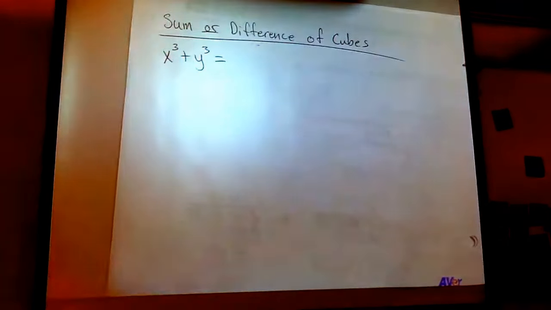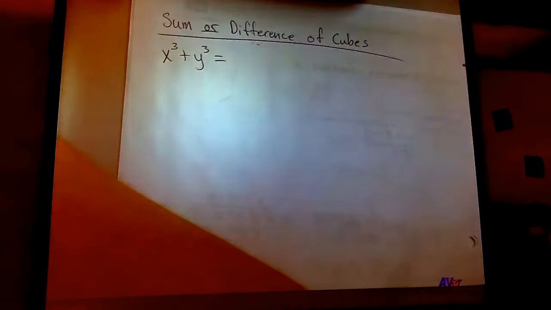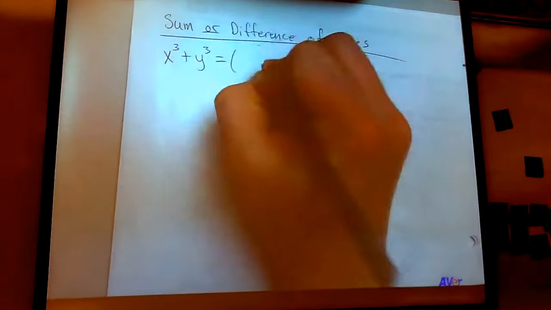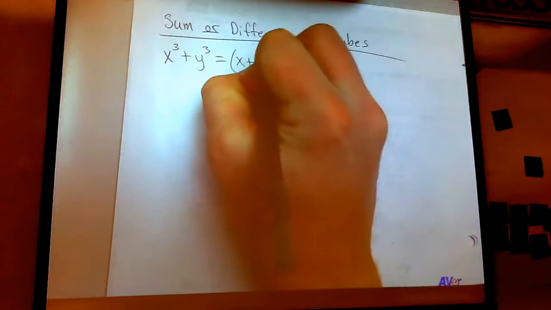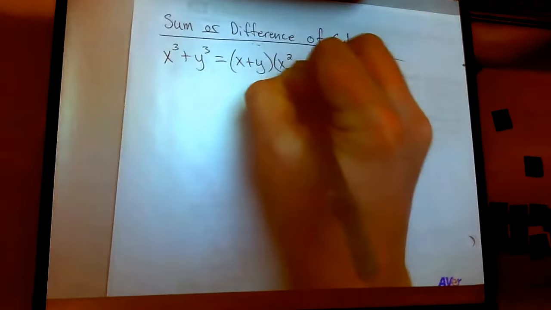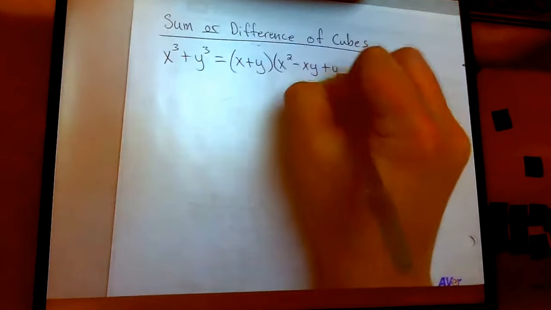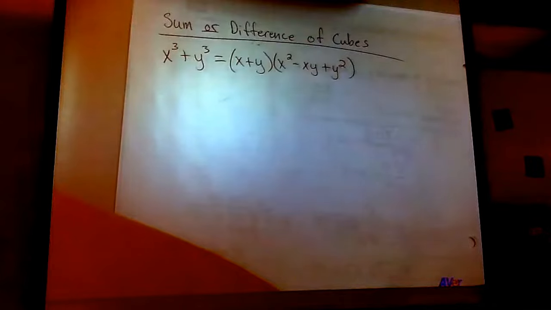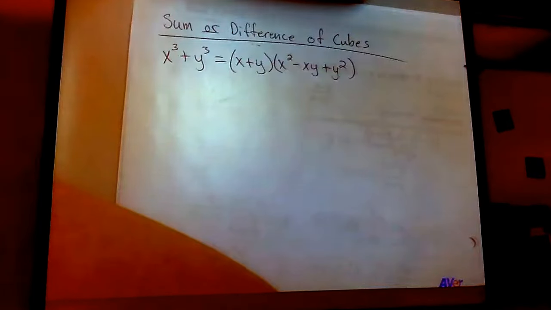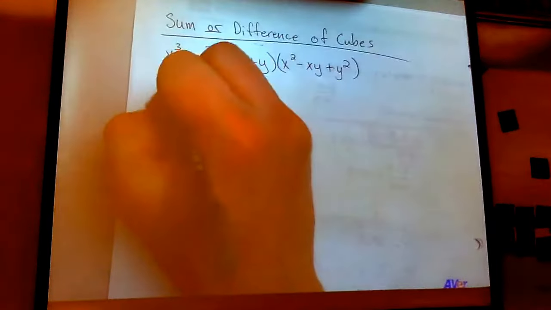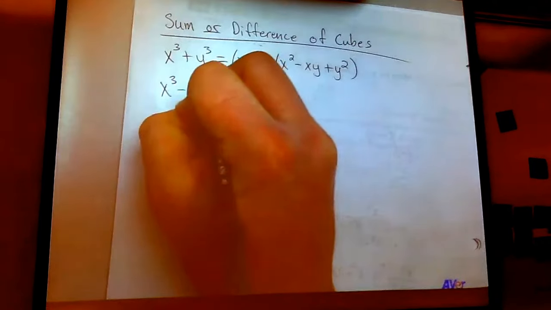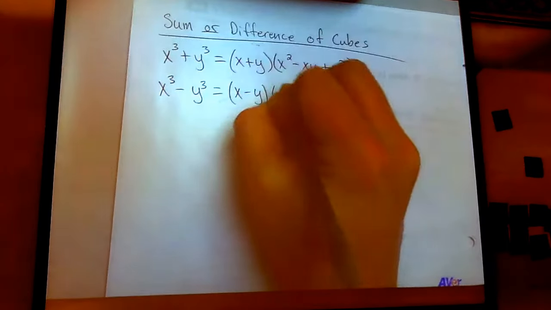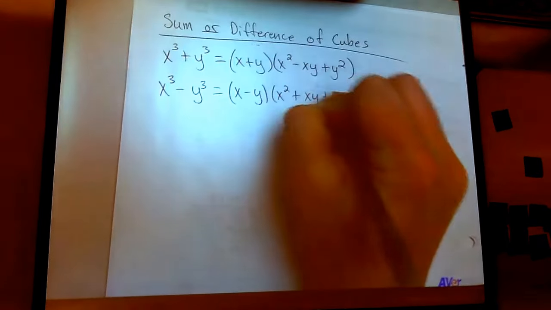To factor x to the third plus y to the third, you go like this. It's always in this same format. It's x plus y times x squared minus xy plus y squared. I will show you the easy way to memorize it in a second. If you have difference of cubes, it's x minus y times x squared plus xy plus y squared.